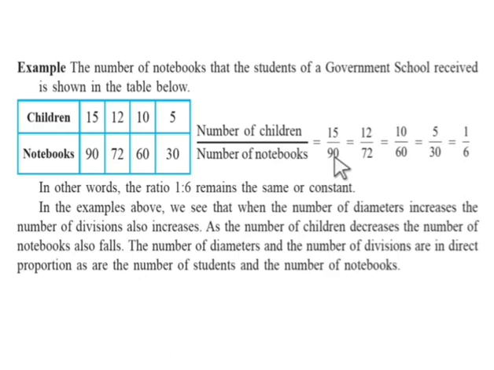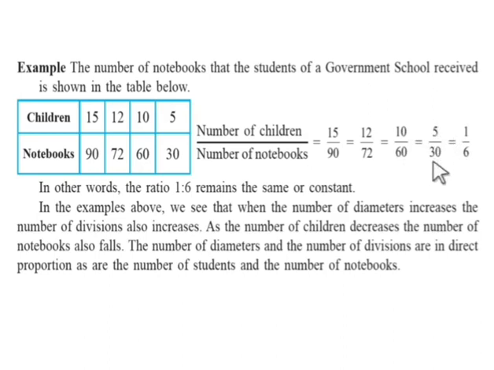90 divided by 15 is 6. Again 12 sixes are 72. So if you divide both numerator and denominator by 12, you will get the lowest form as 1 upon 6. If you divide 10 and 60 by 10, you will again get 1 upon 6.